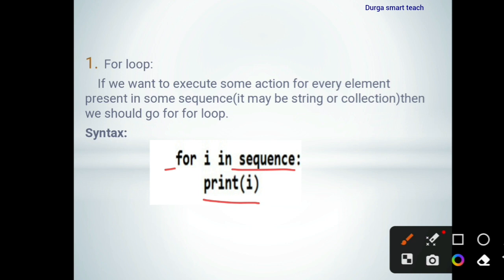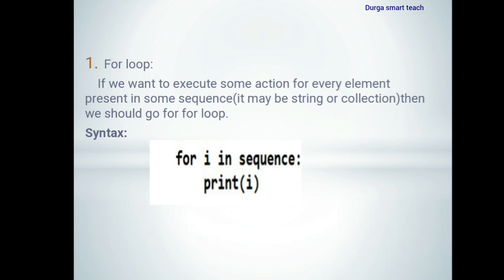Indentation is very important. After the for loop, if this condition is true, then statements are evaluated. This is one block. Python represents one block by using indentation. Let's see the examples.